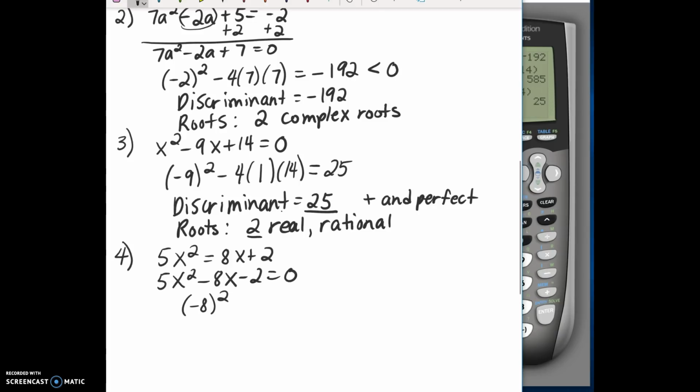We'll plug in the discriminant and make sure I put everything in correctly. So we're good. B squared minus 4ac. And if you plug this in the calculator, I'm going to skip that part since we did this 3 times already. You should get 104. So your discriminant is 104.